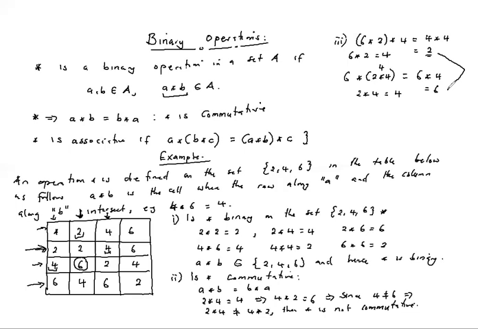Now, is 2 equal to 6? No. The fourth question is asking us to check if star is associative. Is it associative? So because we have found that 6 star 2 star 4 is not the same as 6 star 2 star 4, then star is not associative.